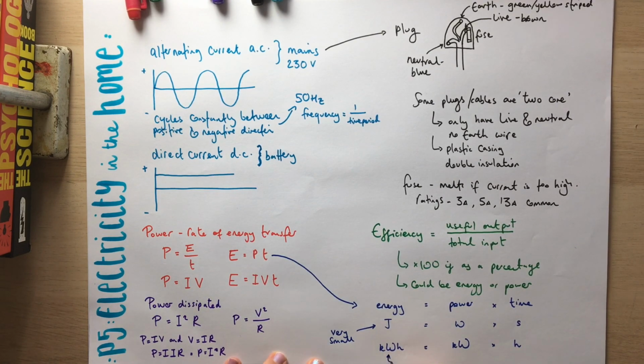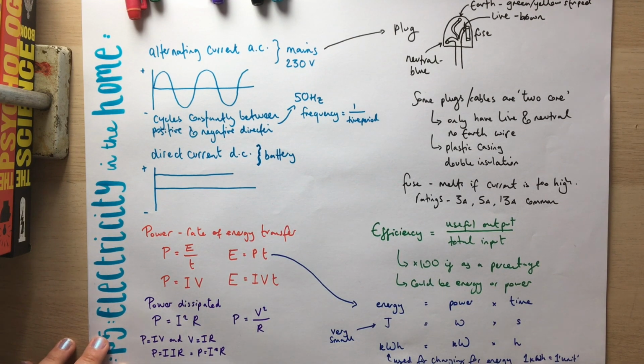So this is the kilowatt hour, and it is used for charging for energy. And so 1 kilowatt hour is 1 unit of energy. Then they charge you per unit, so it might be, I don't know, 16.5 pence per unit, and by 1 unit what they mean is 1 kilowatt hour.